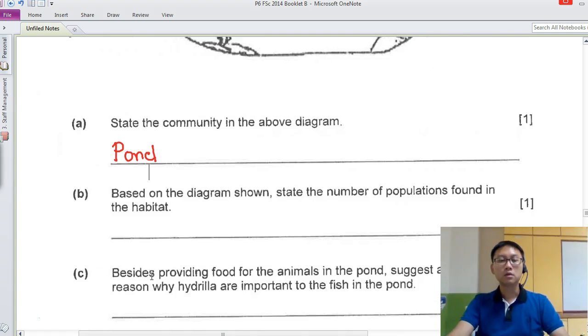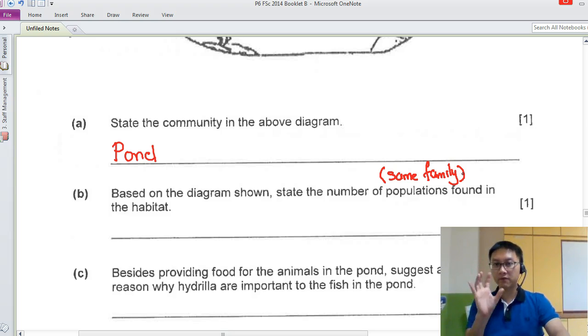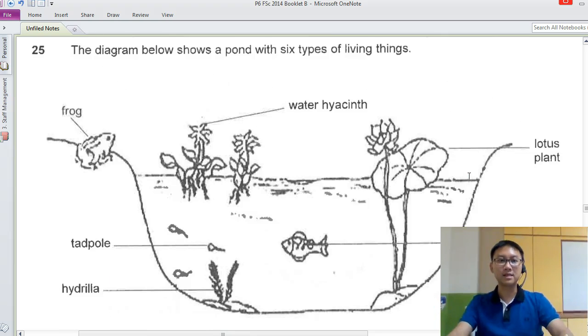Okay. So based on the diagram, state the number of populations. Remember, population means same family. Remember this. When I say we are the same population, like the population of Singaporeans, population of humans, we are the same family. Okay, so I want to find out how many different types of families, different types of animals are there. Okay, so let's see.